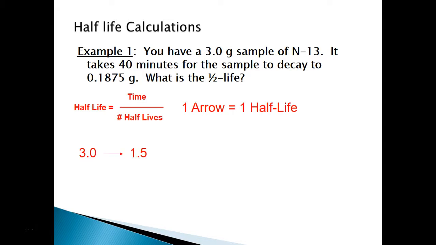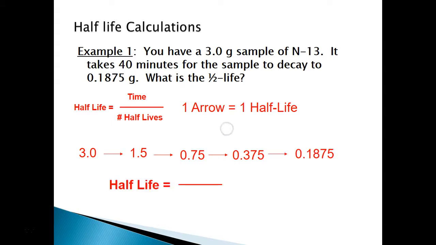Well, after 1 half-life, half of the sample will remain. So after 1 half-life, we'll have 1.5 grams left. After 2 half-lives, we'll have 0.75 grams. After 3 half-lives, we'll have 0.375. And after 4, we'll get to our 0.1875. So when we fill in the equation, our half-life, the time is 40 minutes, and it took 1, 2, 3, 4 half-lives to get there, so the half-life is 10 minutes.